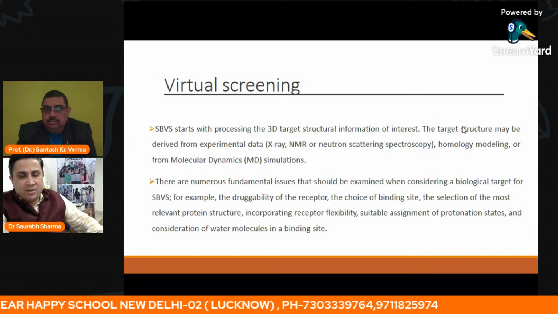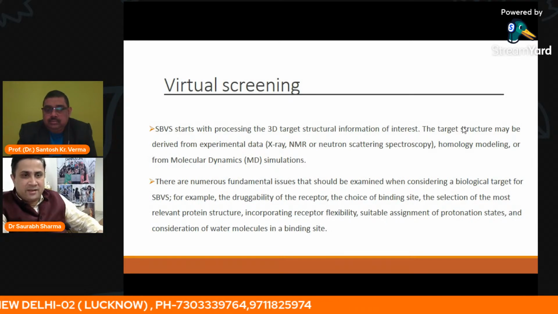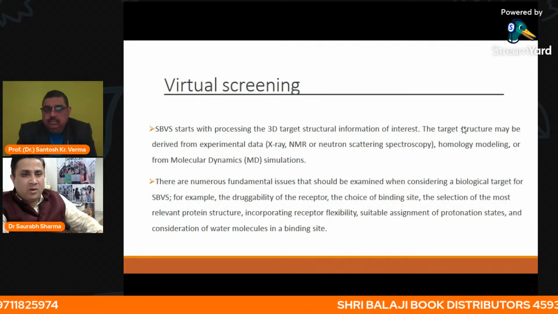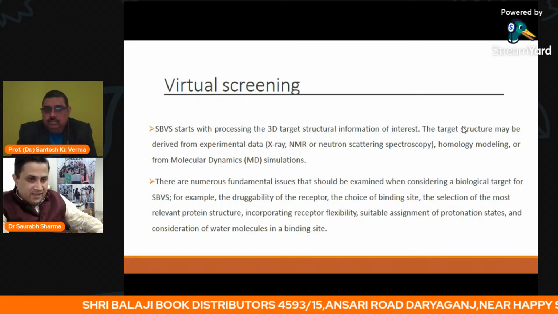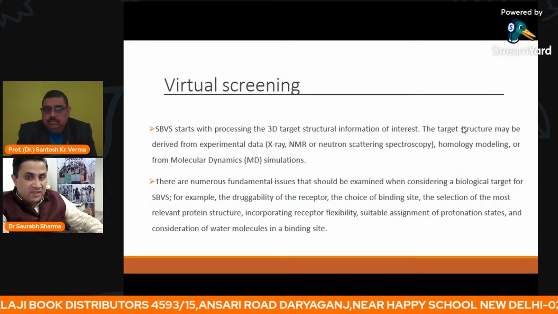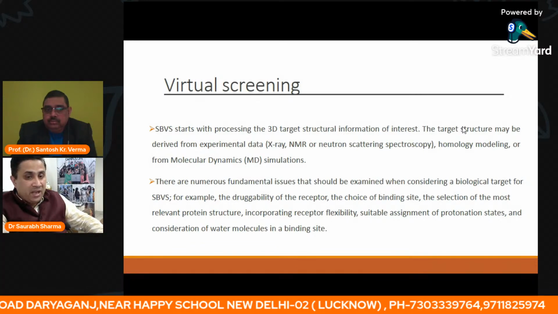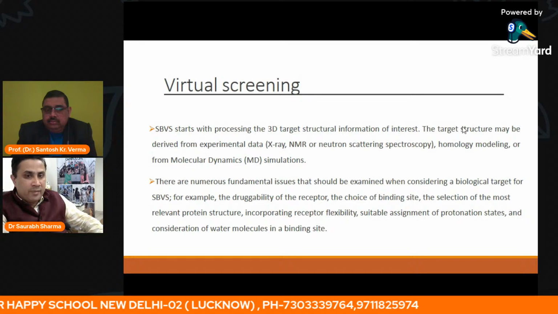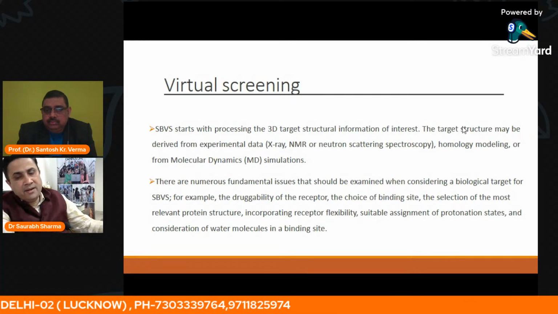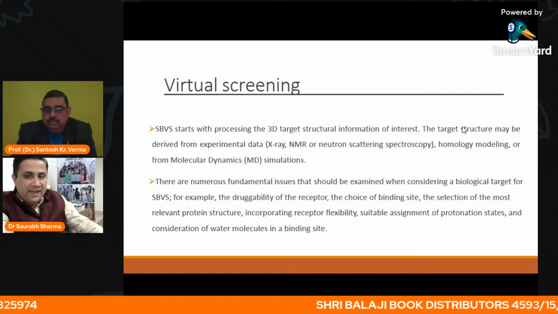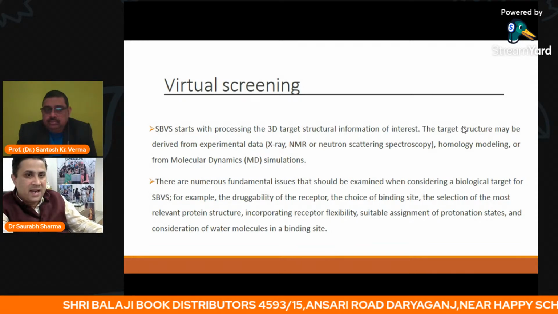Then virtual screening is also one of the strategies in current rational drug design, and in this, using a structure derived from experimental data, homology modeling, or molecular dynamics simulations, the screening is done. These are simulated programs, where first of all the target should be druggable, and then the druggable receptor is virtually screened for the binding of the ligand, and for selectivity, which ligand binds better, and based on that the screening is done.